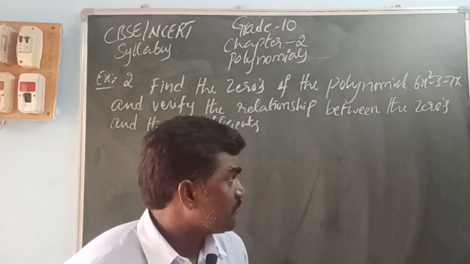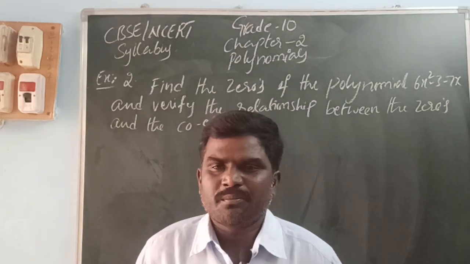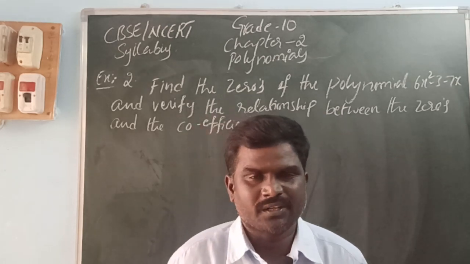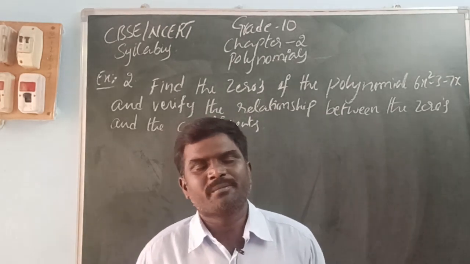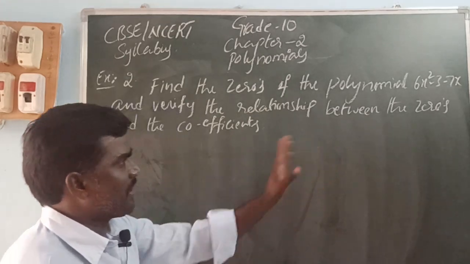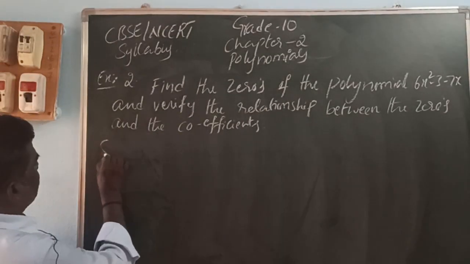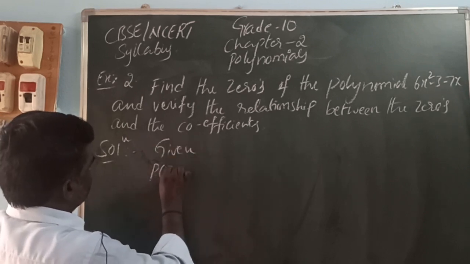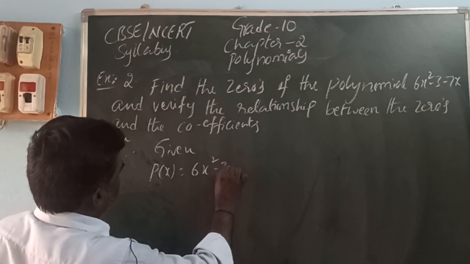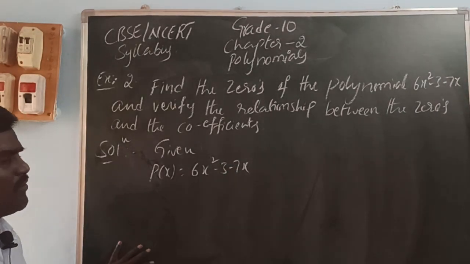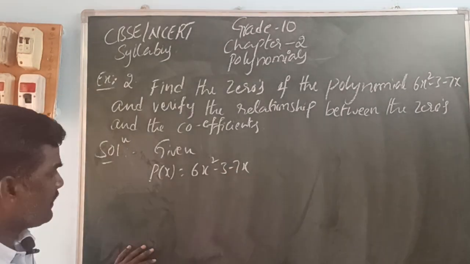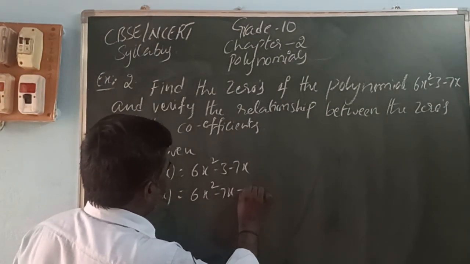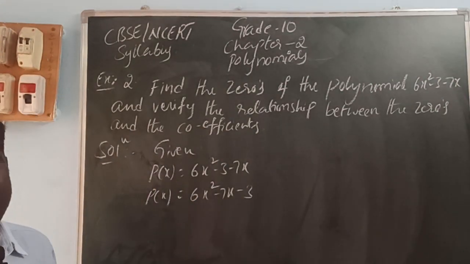Okay, what is the relation between zeros and the coefficients? The sum of the zeros is minus coefficient of x by coefficient of x square. Product of zeros is constant by coefficient of x square. So first find the zeros. Given p of x is equal to 6x square minus 3 minus 7x. First we write the polynomial in standard order. So here p of x is equal to 6x square minus 7x minus 3. For this polynomial, find the zeros.